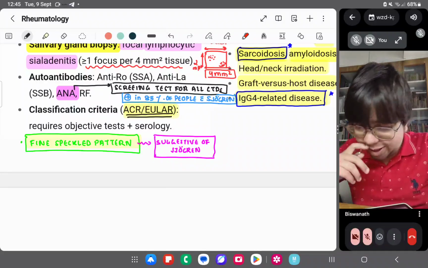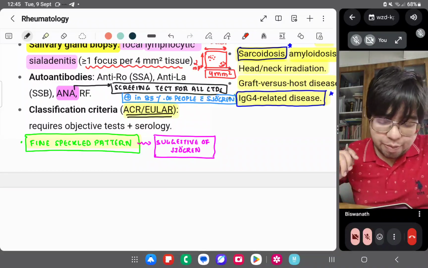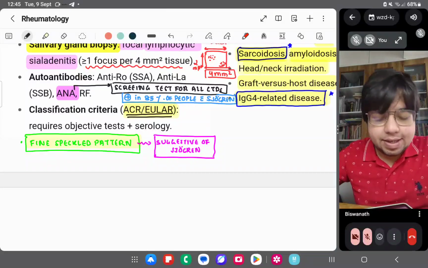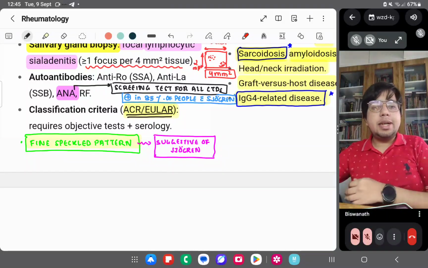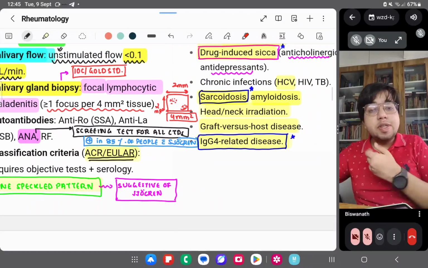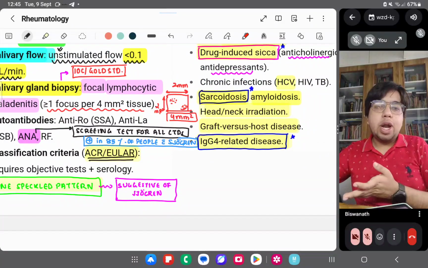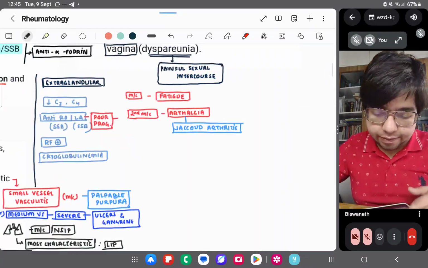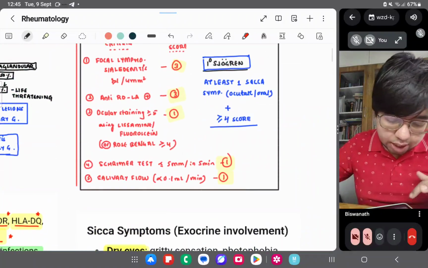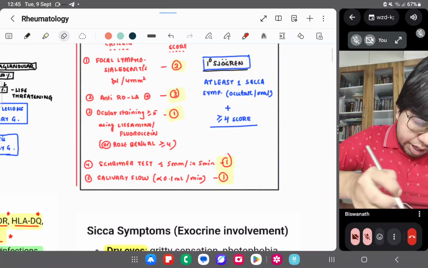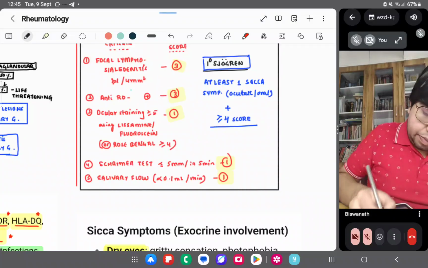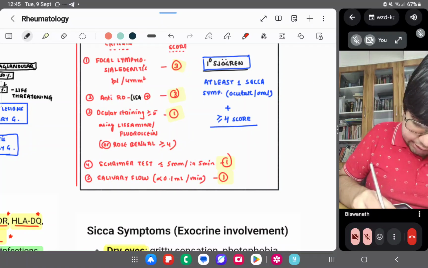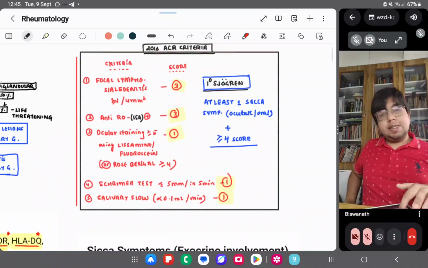Rheumatism, not rheumatology, rheumatism. So the European League Against Rheumatism and American College of Rheumatology criteria take into account subjective tests plus serology, that is the anti-Ro and SSA. I mistakenly wrote anti-La here. This is anti-Ro, not La. Anti-Ro, that is SSA positive.